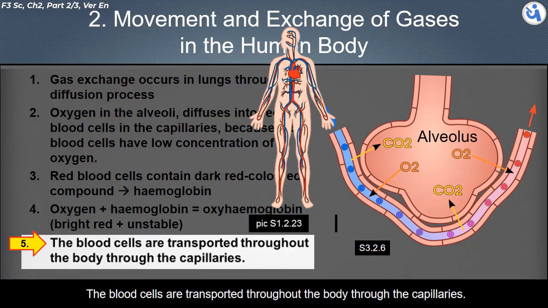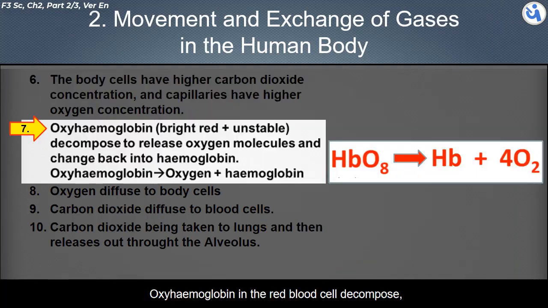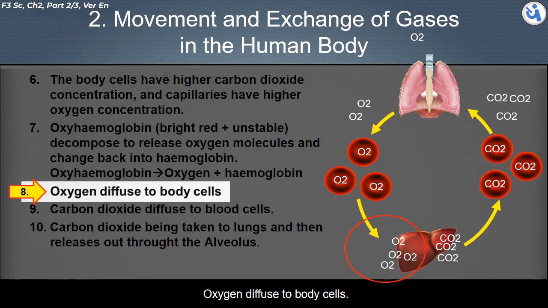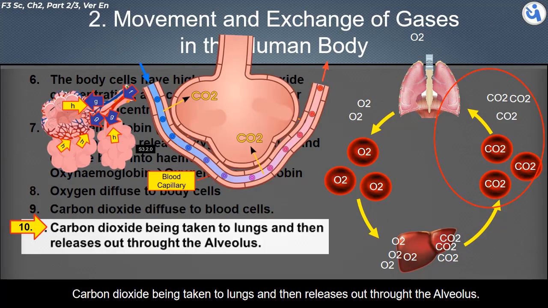The blood cells are transported throughout the body through the capillaries. The body cells have higher carbon dioxide concentration, and the capillaries have higher oxygen concentration. Oxyhemoglobin in the red blood cell decomposes to release oxygen molecules and changes back into hemoglobin. Oxygen diffuses to body cells. Carbon dioxide diffuses to blood cells from the body cells. Carbon dioxide is taken to the lungs and then released out through the alveolus.